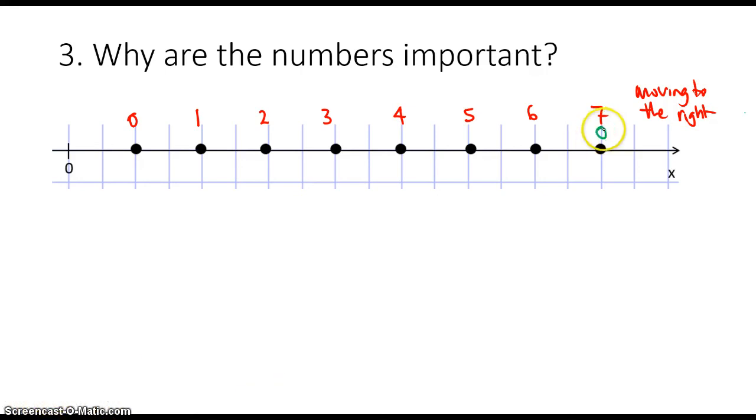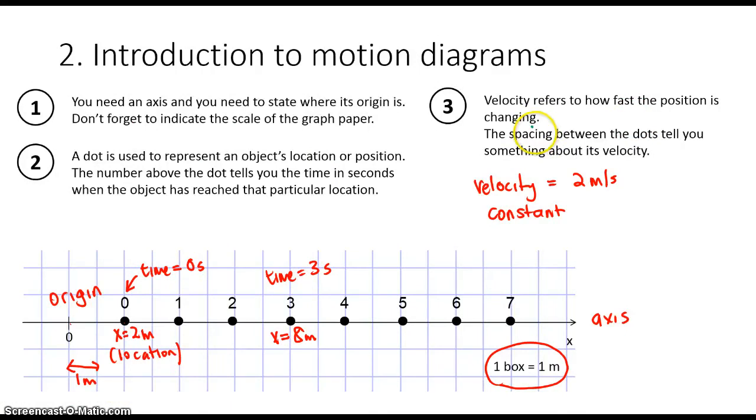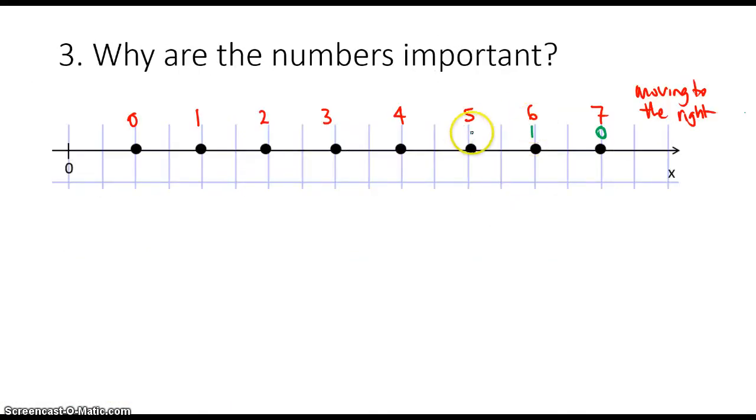However, let's change the color and choose a different set of numbers. If the numbers above the dots were the ones in green, that tells us that the object starts here at 0 seconds and moves here at 1 second, 2 seconds, 3 seconds, 4, 5, 6, and 7 seconds. In other words, if the numbers were the ones in green, the object is moving to the left. So the numbers are important because they tell you the direction in which the object is moving.